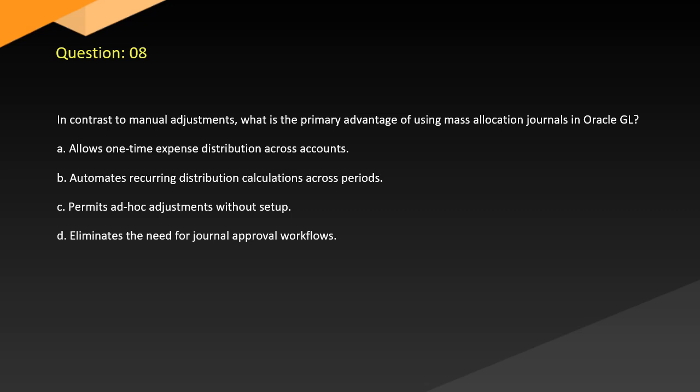Question 8. In contrast to manual adjustments, what is the primary advantage of using mass allocation journals in Oracle GL? A. Allows one-time expense distribution across accounts. B. Automates recurring distribution calculations across periods. C. Permits ad hoc adjustments without setup. D. Eliminates the need for journal approval workflows.